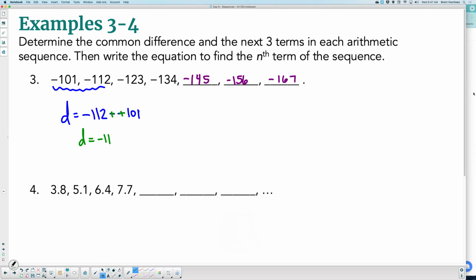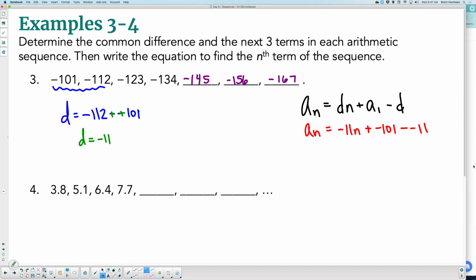So now let's use our formula. Without me telling you, you tell me, what's the formula? Like just the symbols? dn plus the first term a1 minus d. Perfect. Let's plug in our values. You never plug in for an. I do plug in for d. What's d? Negative 11. What's a1? Negative 101 minus, what's our d? Negative 11.